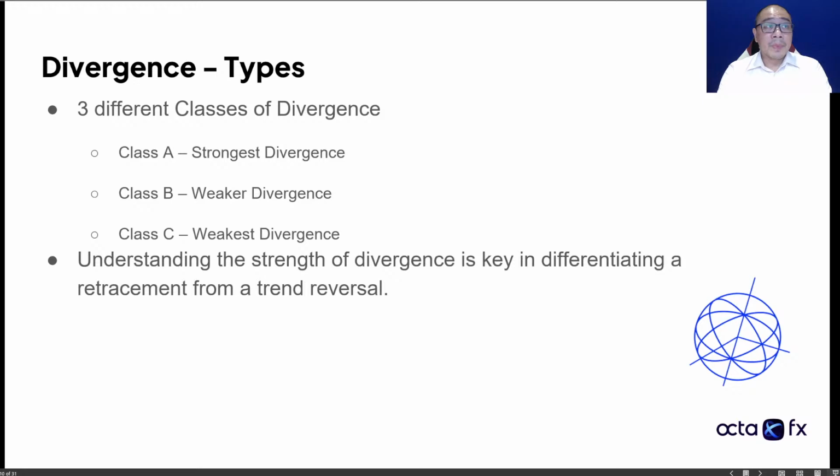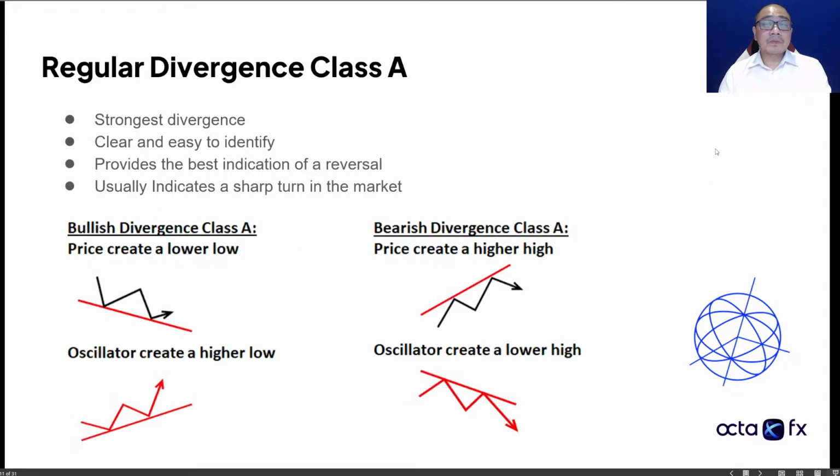What should you do? Okay, so I think identifying the different classes of regular divergence is key in terms of understanding whether a pullback or a correction in the market is just going to be a retracement, or is actually going to be a reversal in the market. It's really key and important that you understand the different classes of divergences, so let's take a look now.